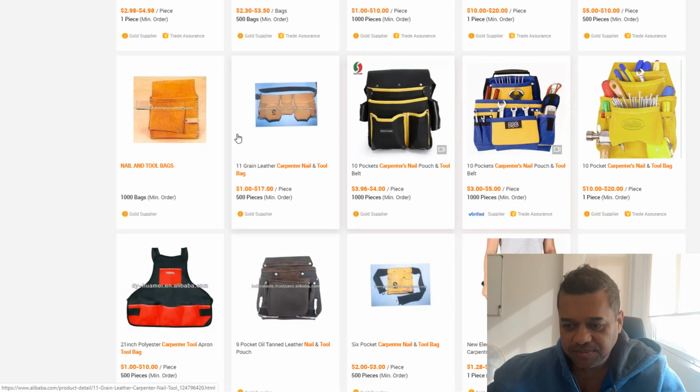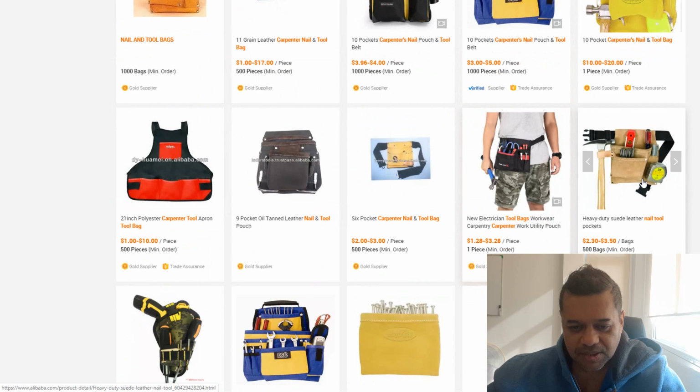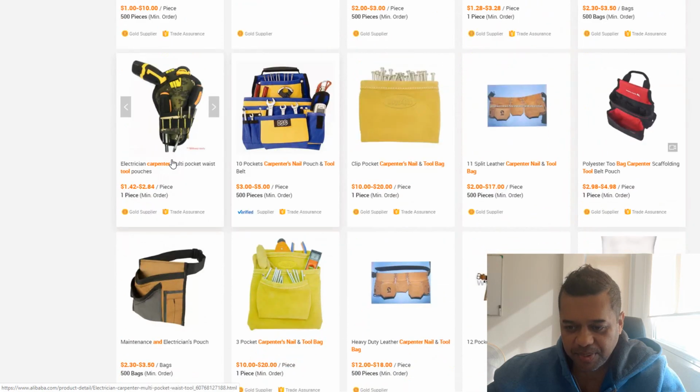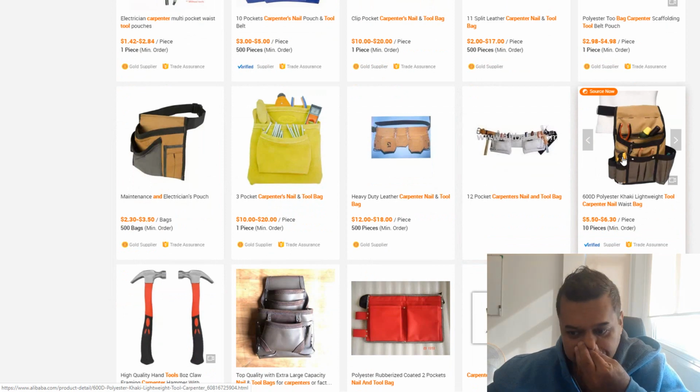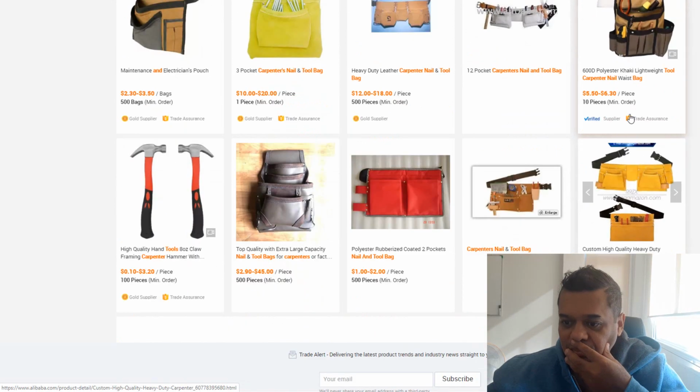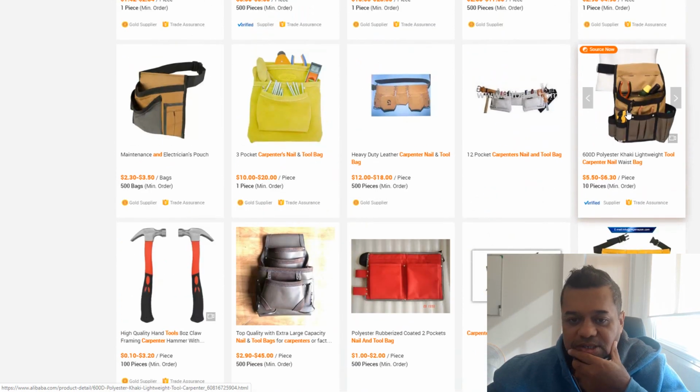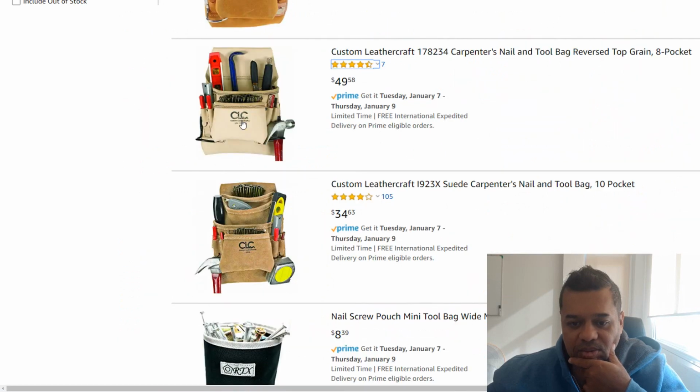So as you can see, they may not be available, but don't let that stop you. That one there, there's a very similar one. That's got multiple pockets. So that one's got more multiple pockets, and that's leather.